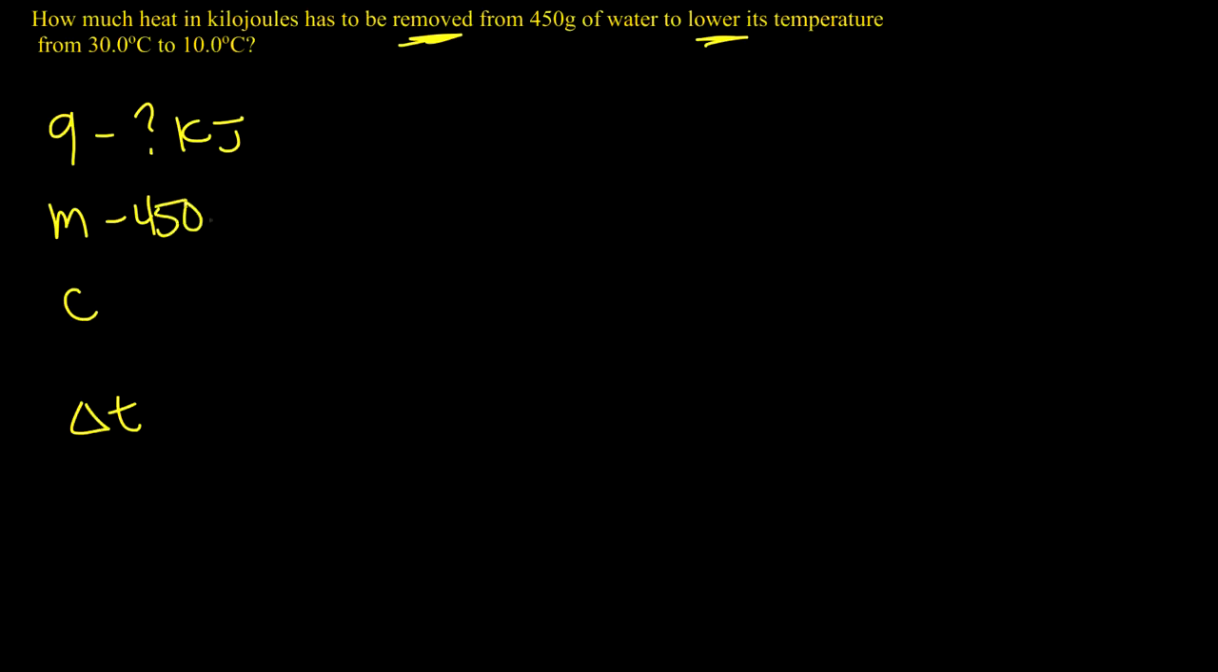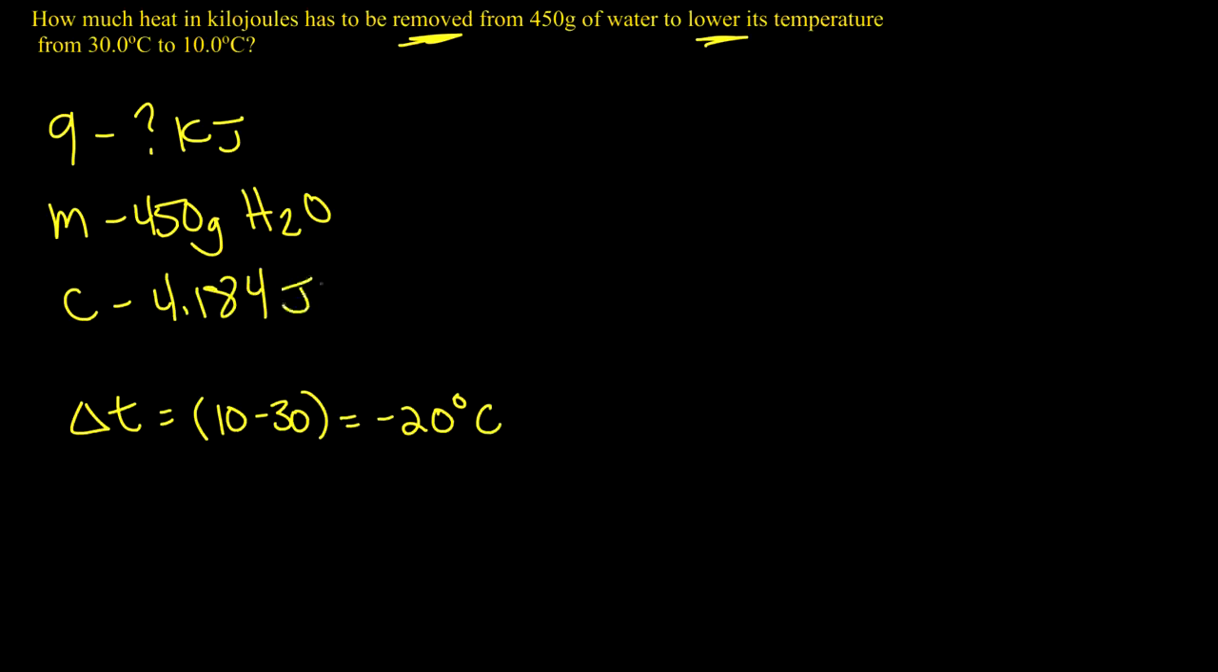So 450 grams of water to lower its temperature from 30 degrees to 10 degrees. So my delta T is the final, final this time is 10, minus the initial, which is 30. So that's going to be a temperature change of negative 20 degrees Celsius. And then we got our specific heat constant. We're dealing with water, so it's 4.184 joules per gram degrees Celsius.